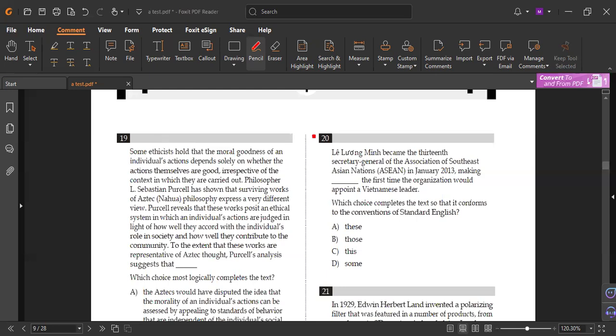This? So why do you think it is this? Because the other options don't make sense. Because it's singular. So why not the other options? Because these, those, and some describe something plural, and it was the first time. That means it was singular. And this is the singular.